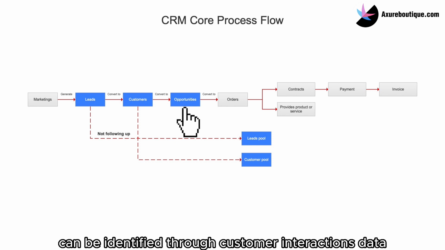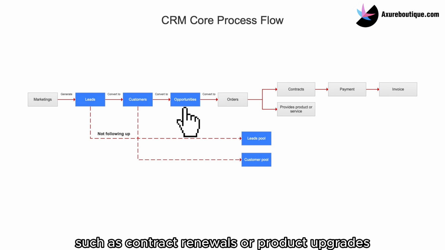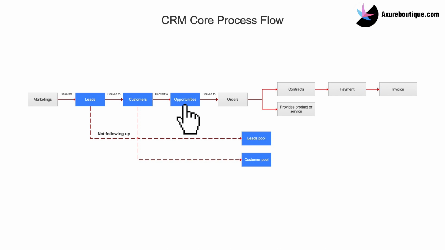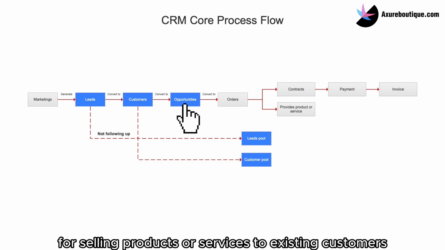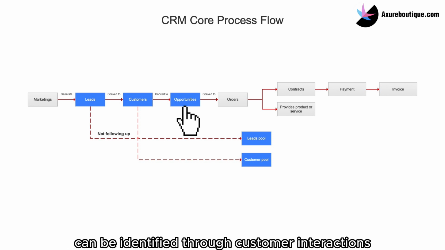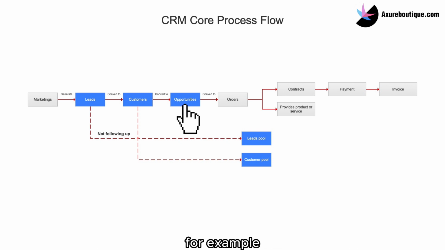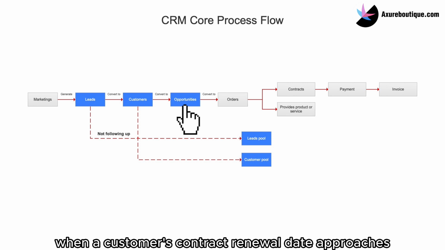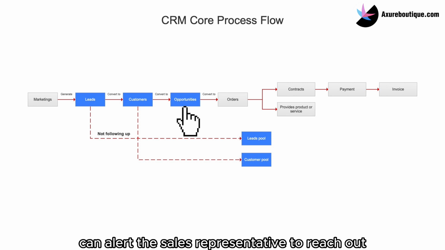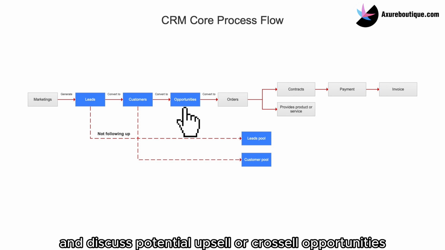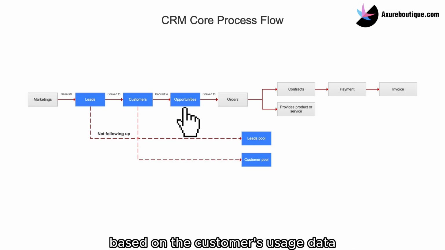These opportunities can be identified through customer interactions, data analysis, or specific triggers such as contract renewals or product upgrades. For example, when a customer's contract renewal date approaches, the CRM system can alert the sales representative to reach out and discuss potential upsell or cross-sell opportunities based on the customer's usage data. This helps maximize revenue and strengthen customer relationships.